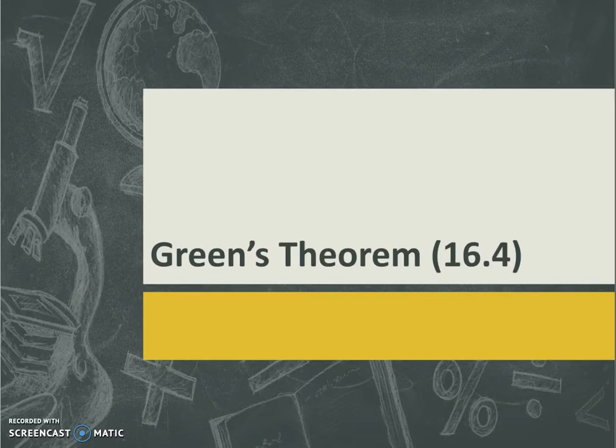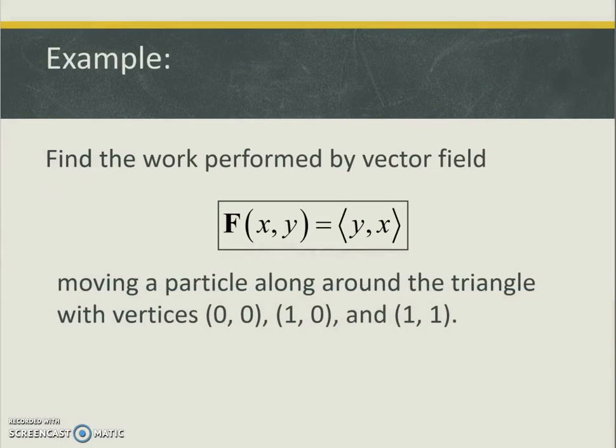So now we're going to look at a few examples of how to use Green's theorem. Our first example here is to find the work performed by a vector field. Our vector field is vector F of x and y is y comma x. So the work performed by a vector field moving a particle along the triangle with vertices at 0, 0, 1, 0, and 1, 1.